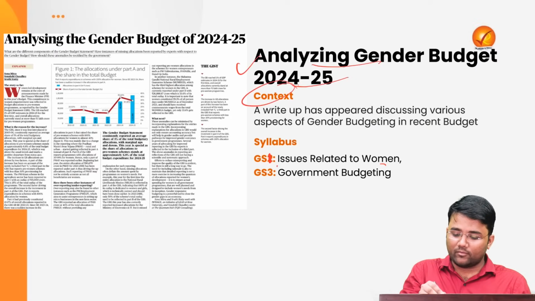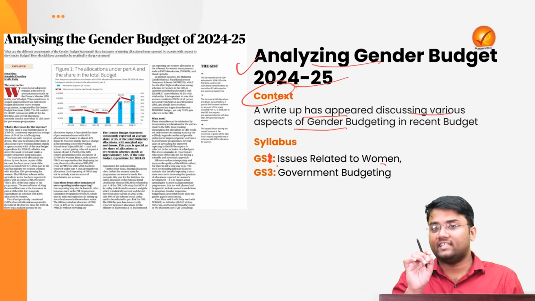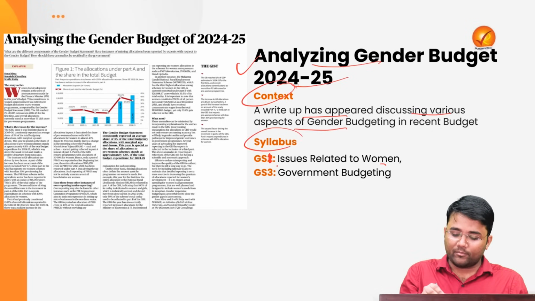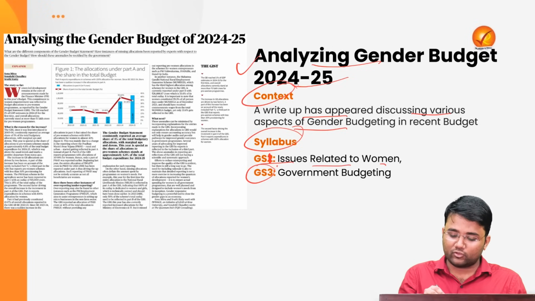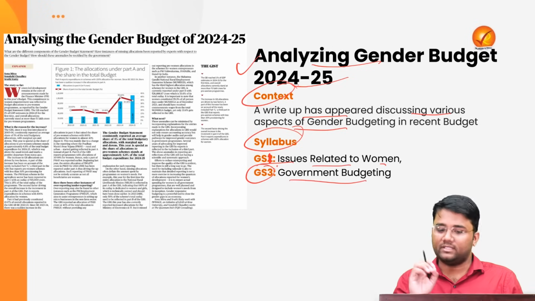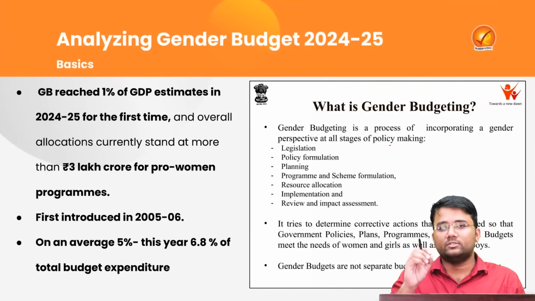The context of this topic is that a write-up has appeared discussing various aspects of gender budgeting in the recent budget. This particular topic pertains to the syllabus of your GS paper 1, issues related to women, and the syllabus of your GS paper 3, government budgeting. Most of you who would have gone through the Delhi Metro would have observed that there are some seats that are reserved in almost all the coaches for the women.